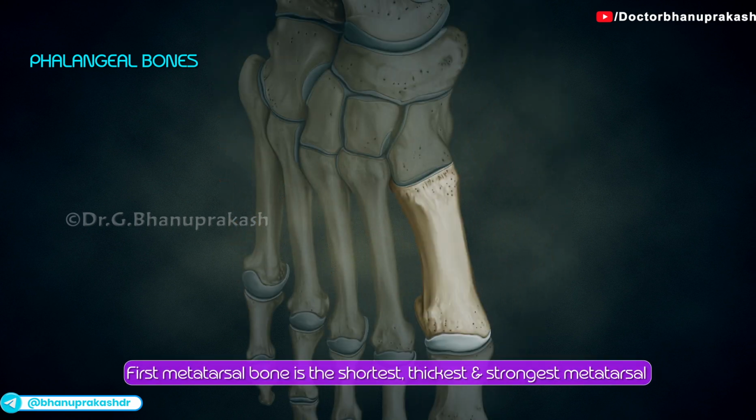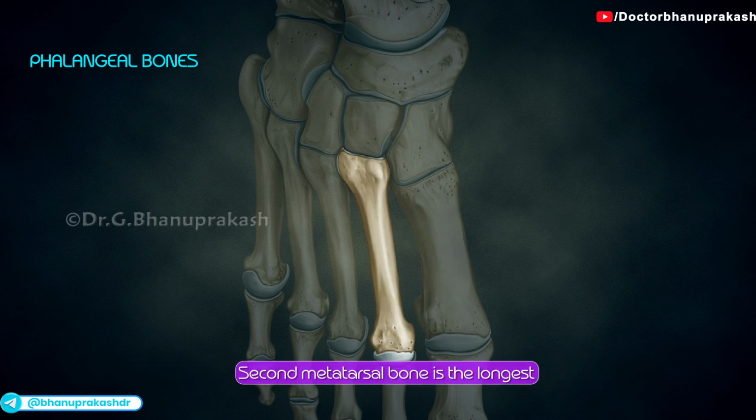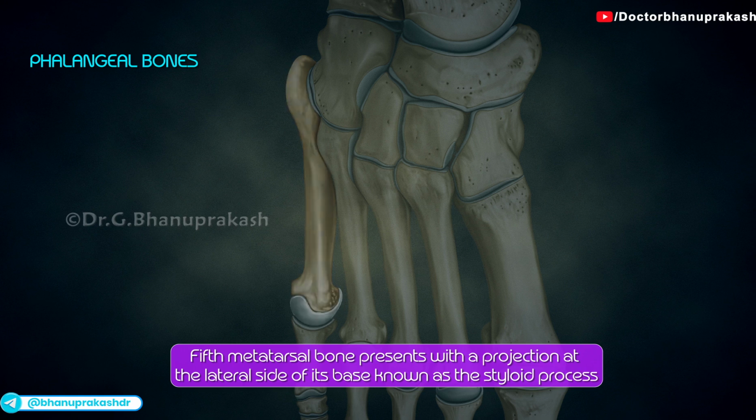The first metatarsal bone is the shortest, thickest, and strongest metatarsal. The second metatarsal bone is the longest. The fifth metatarsal bone presents with a projection at the lateral side of its base known as the styloid process.